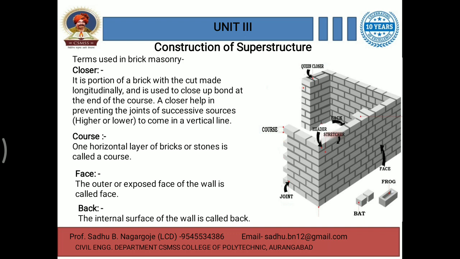What is meant by course? One horizontal layer of bricks or stones is called a course. Here in this diagram you can see there are a number of horizontal layers, or courses, and each horizontal layer of brick is called a course. Then face, you can see clearly in the diagram, face is shown at the outer side. The outer or exposed face of the wall is called face, and the internal surface of the wall is called back. These are opposite terms, face and back.